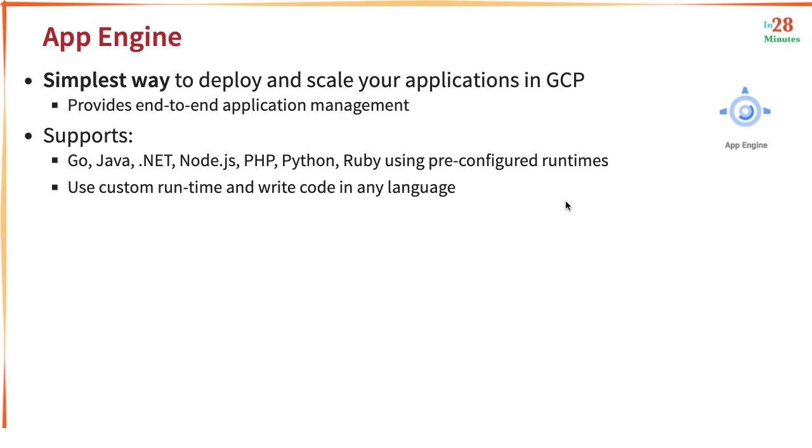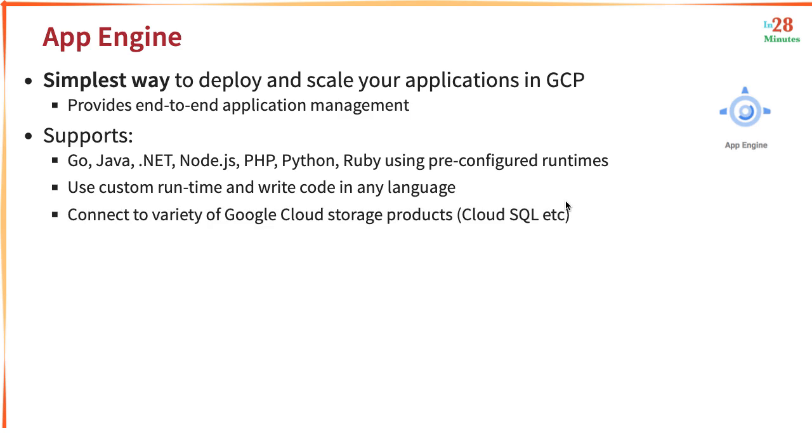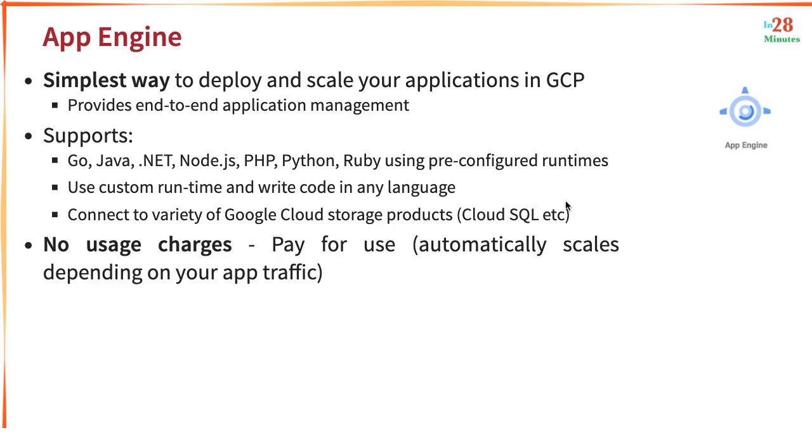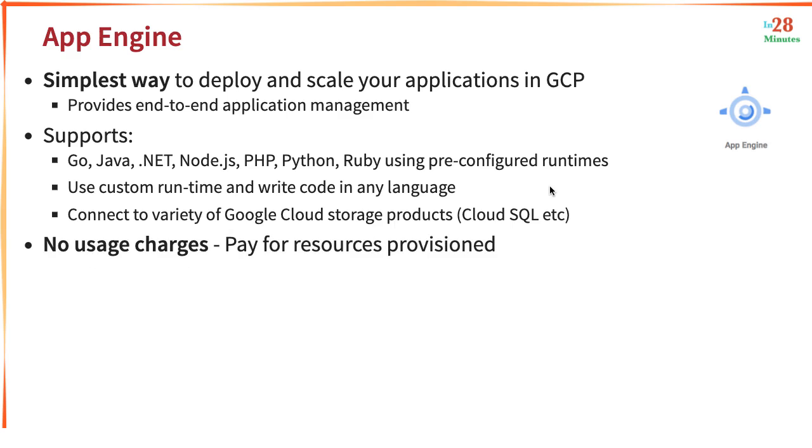App Engine also supports running containers, so you can create a container, use a custom runtime, and write code in any specific language. App Engine has really good connectivity with other Google Cloud services. If you want to talk to a database like Cloud SQL, or if you want to talk to object storage like Cloud Storage, or if you want to talk to a queue, even that option is provided by App Engine. There are no usage charges for App Engine itself. However, you need to pay for the resources provisioned. If you have provisioned compute instances through App Engine, then you'd pay for those.